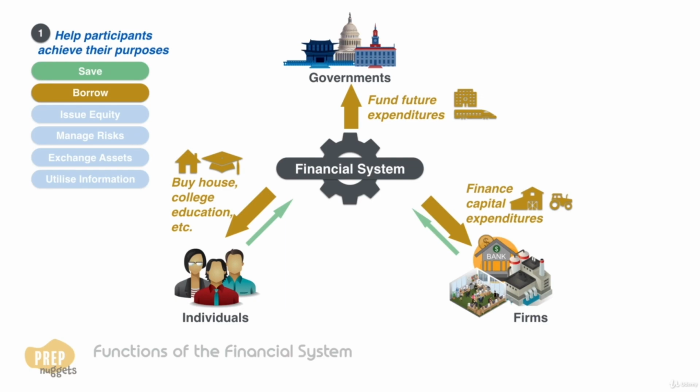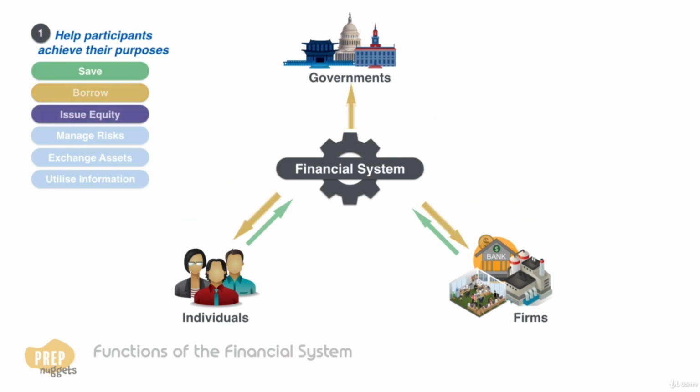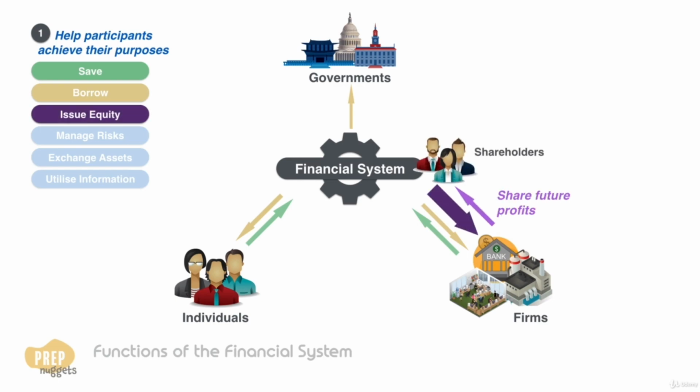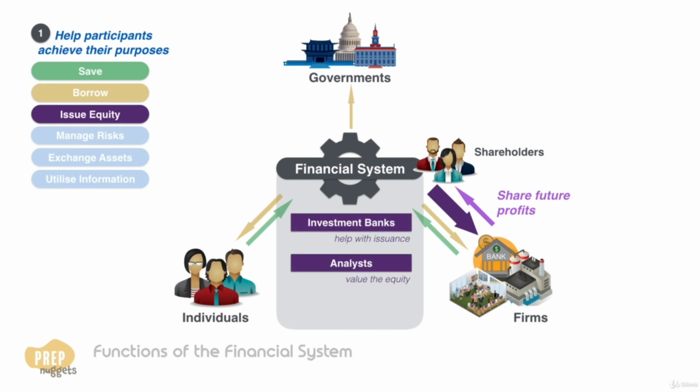Besides borrowing, firms can raise capital by issuing equity, where the capital providers become shareholders of the company and will share in any future profits. The financial system facilitates raising equity capital. Investment banks help with issuance, analysts value the equity, and reporting requirements and accounting standards ensure the production of meaningful financial disclosures.